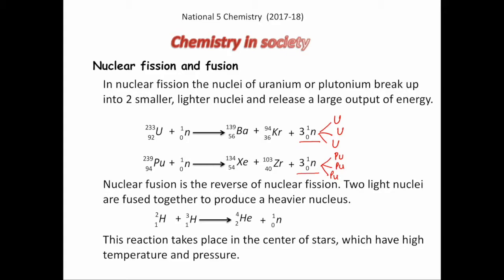Nuclear fusion, on the other hand, is the reverse of nuclear fission. In this, two light nuclei are fused together to produce a heavy nucleus. So two isotopes of hydrogen, which are deuterium and tritium, combine together to form helium, releasing one neutron and large amount of energy. This reaction takes place in the center of stars where the temperature and pressure is very high.